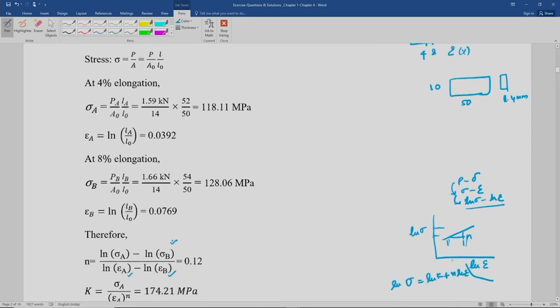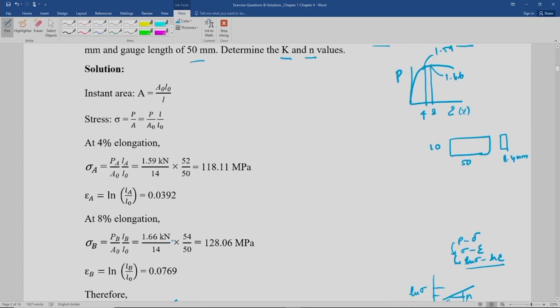Okay, so now how are you going to get sigma a, sigma b, epsilon a, epsilon b is the main question here. So let us directly go to the formula. Sigma a is nothing but PA by the instantaneous area of cross section. You can connect the instantaneous area to your original dimension, which is nothing but LA divided by A naught L naught. So basically A naught L naught is nothing but LA AA. So instead of AA, I am putting A naught L naught into LA.